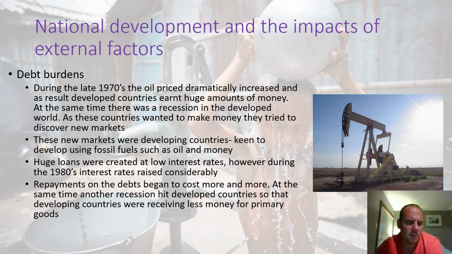Another one is debt burden. During particularly the 1970s, there was a dramatic increase in the price of oil, the OPEC crisis, and as a result, a lot of countries went into debt, and huge loans were created at low interest rates. However, during the 1980s, those interest rates really started to increase rapidly, and as a result, countries couldn't keep up with the debt. So there are countries who are in debt to other rich countries.